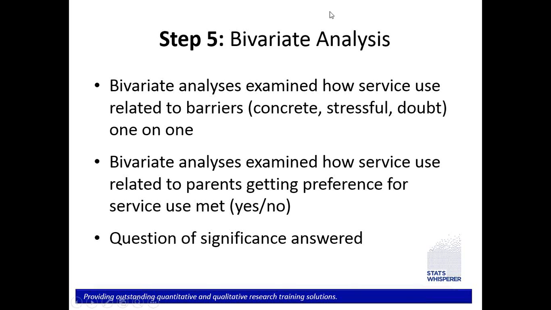Now, at the bivariate level, step 5, we did see bivariate analysis examining how service use was related to barriers, so we got that one-on-one dimension of the relationship between the predictor and the dependent variable. Then we saw bivariate analysis examining how service use was also related to parents getting their preferences met. So the question of significance in that dimension was answered. That's good.